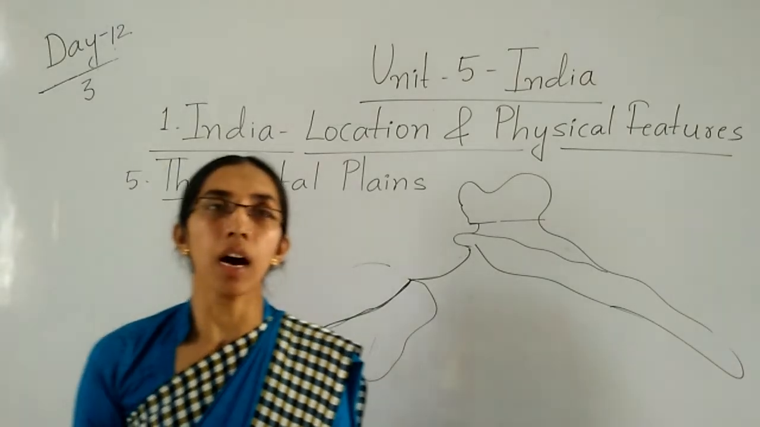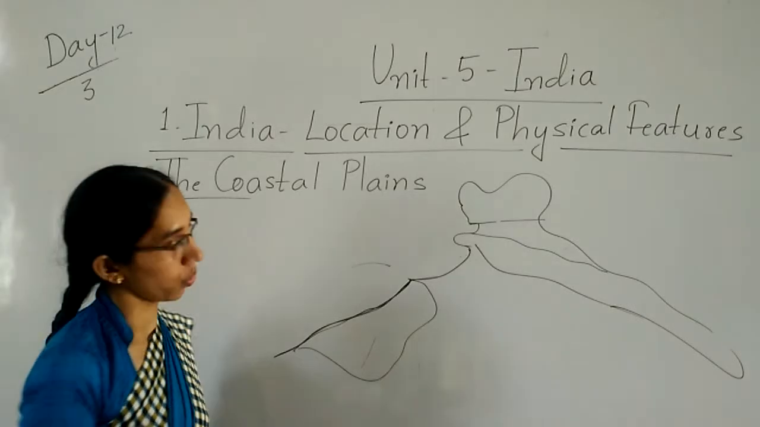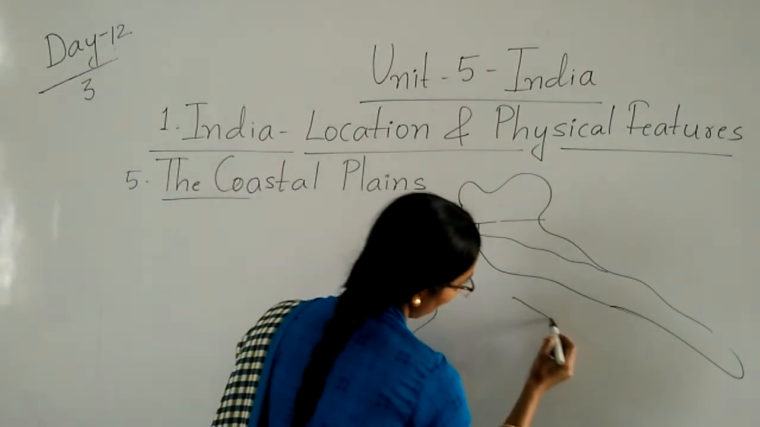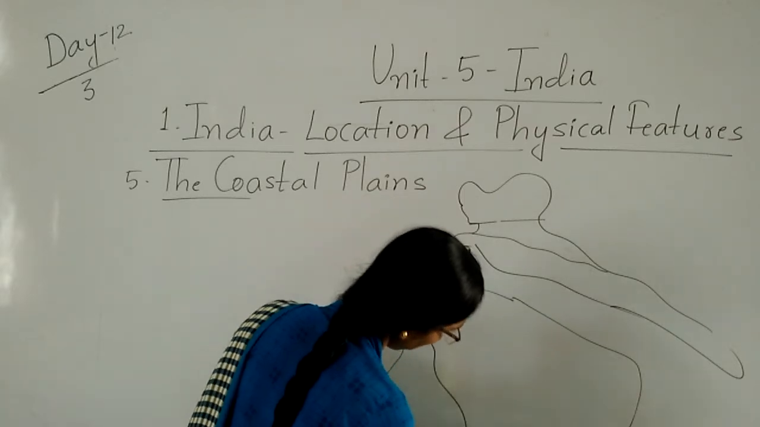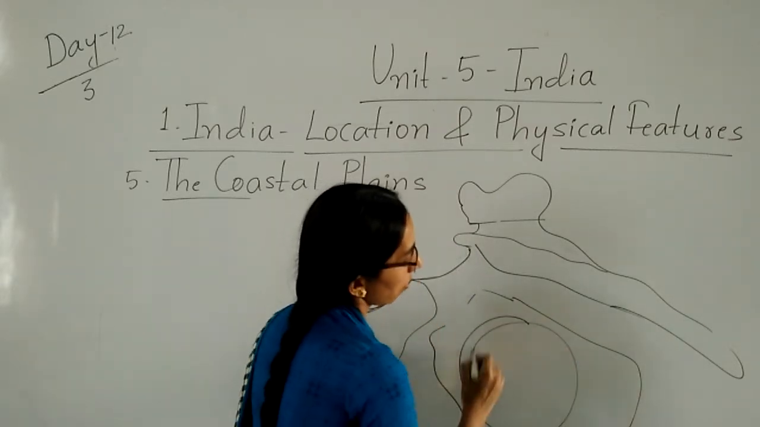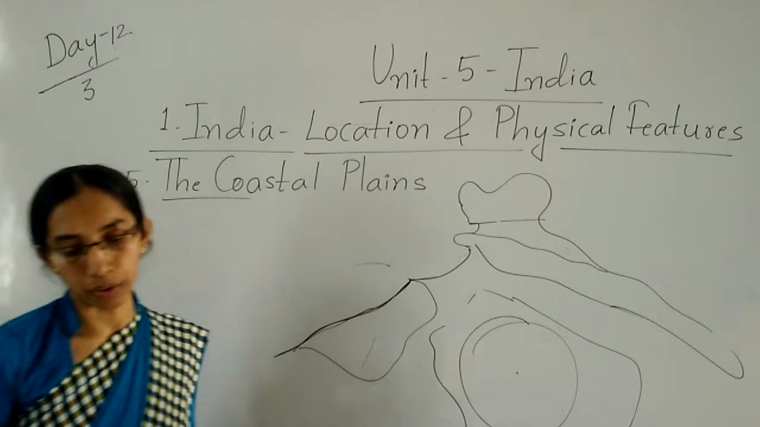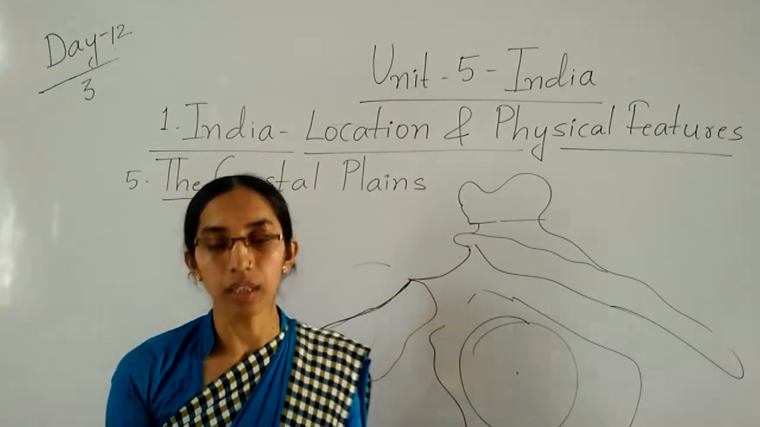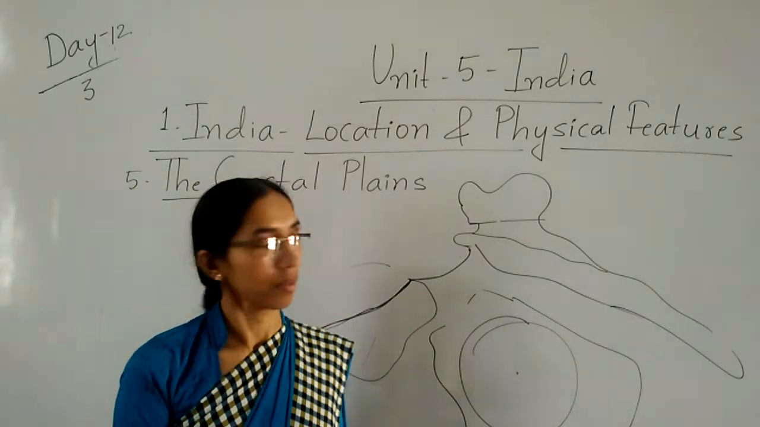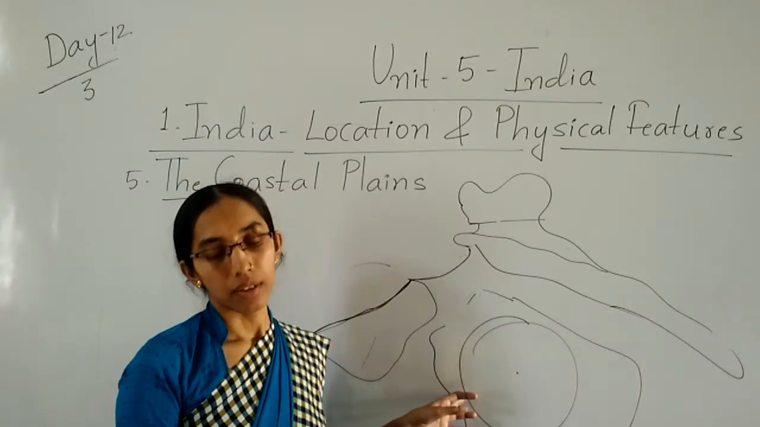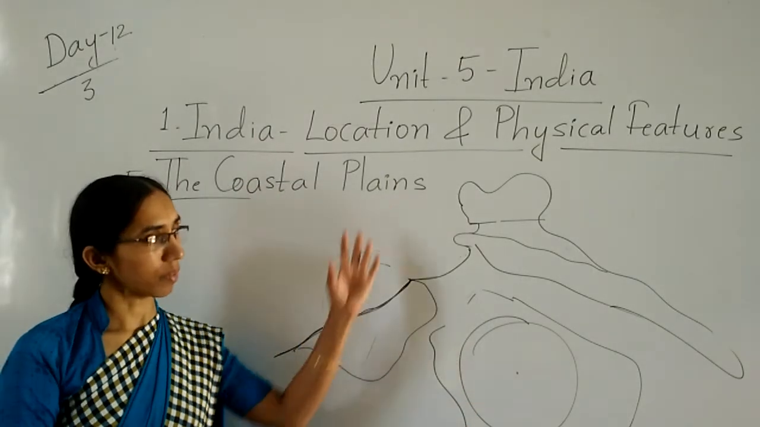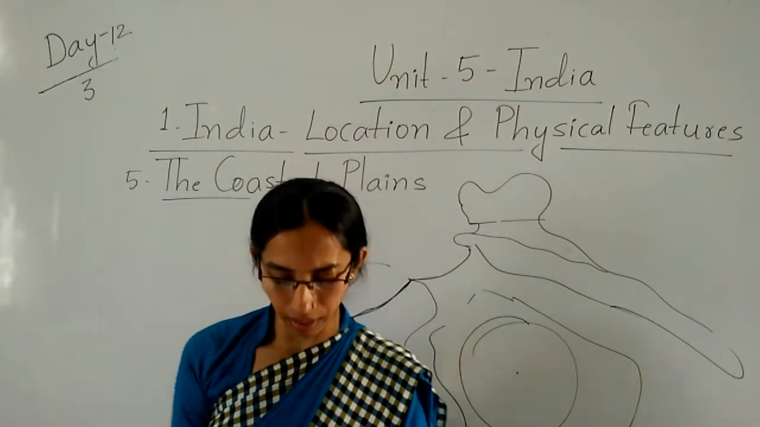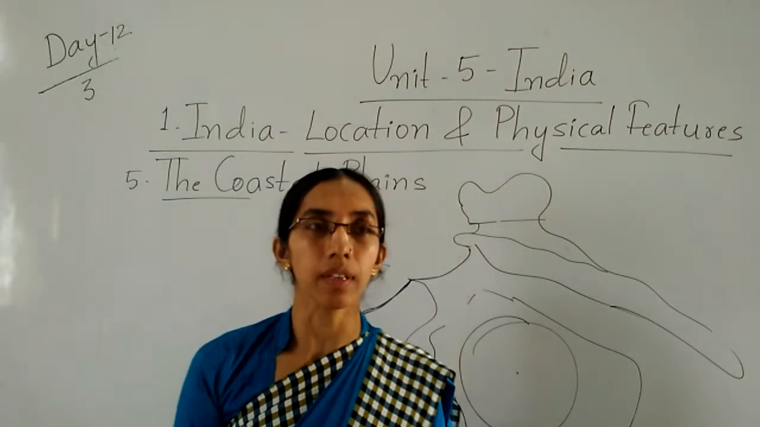The next is the Peninsula Plateau. This part is called the Peninsula Plateau. It is in a triangular shape. Okay children, so these are all the things we discussed in the previous class.